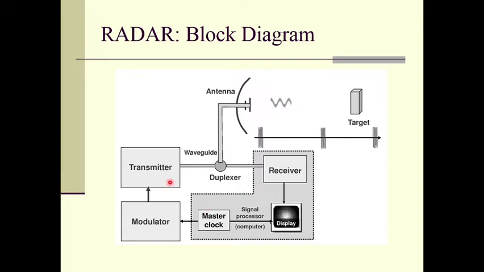When the pulse is sent, the modulator will modulate the pulse and send it to the transmitter, and the transmitter will send the pulse to the duplexer. The duplexer will send it to the antenna and the antenna will transmit that pulse towards the target. When the wave hits the target, part of the wave will be reflected back, and that reflected echo signal will be received by the antenna and passed through the duplexer to the receiver, right? The receiver sends the signal to the display. Inside this arrangement we have a computer that will process both the signals, and we have the master clock, which keeps track of the transmitted wave and received wave, right?